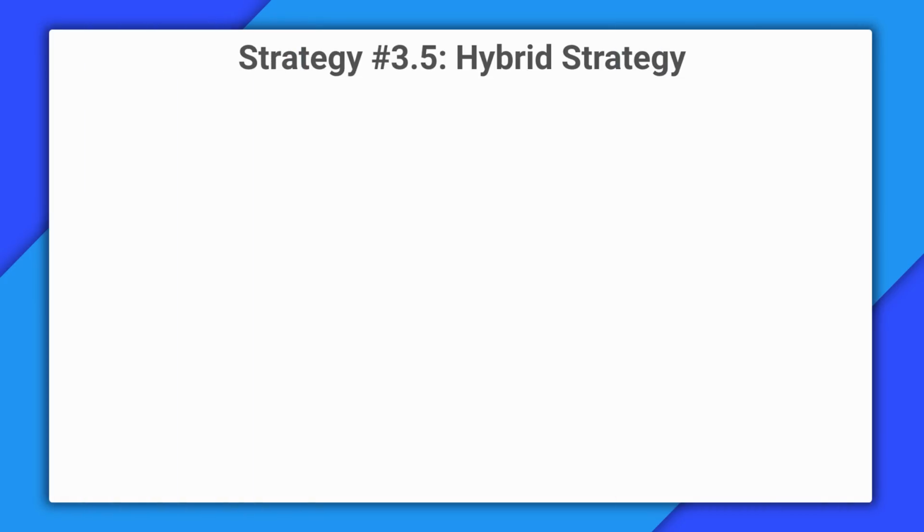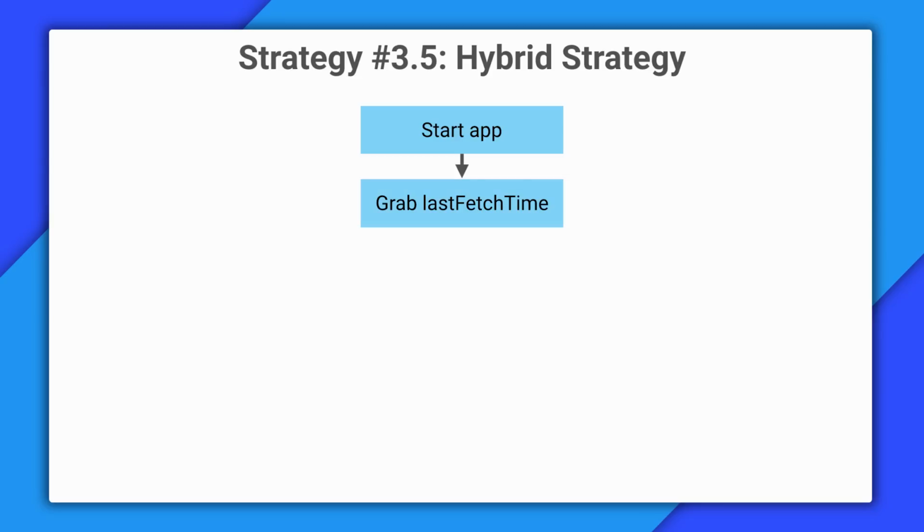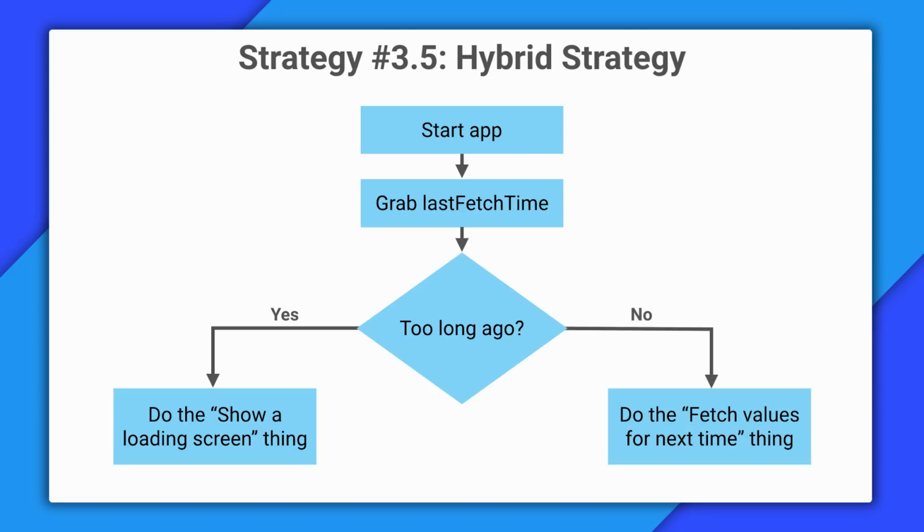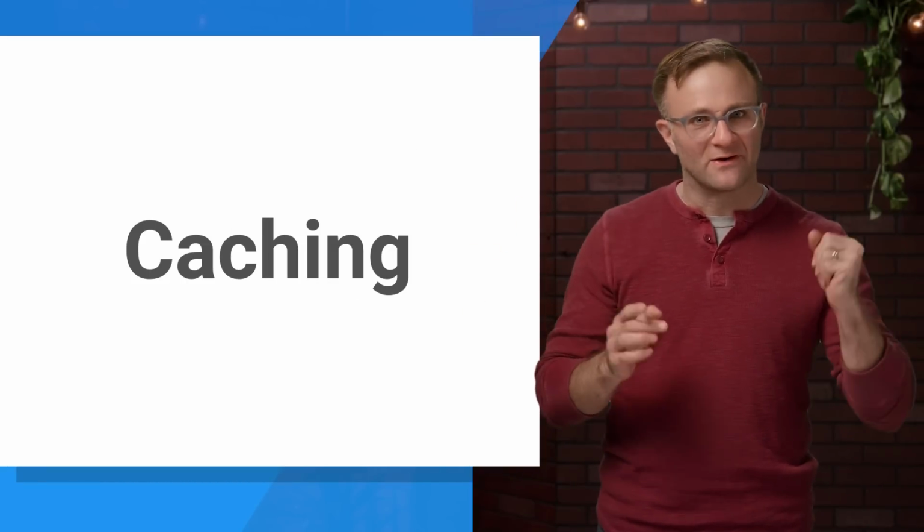You can also look into some kind of hybrid approach. Remote config lets you see when you last successfully fetched data, and so you can look at that value and decide what to do. Like maybe if it was more than 48 hours ago, you throw up a loading screen and force the app to fetch new values. But otherwise, you can just apply the current values and fetch new ones for next time. Something like that.